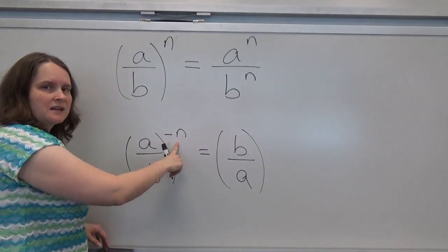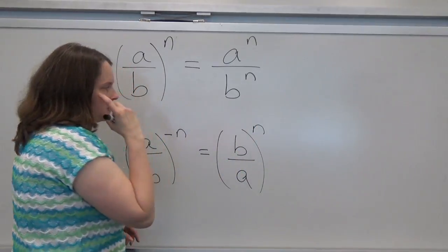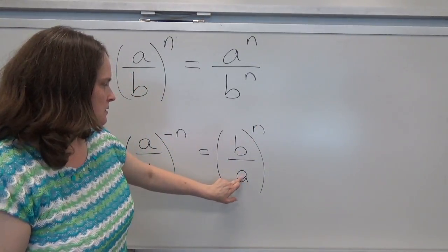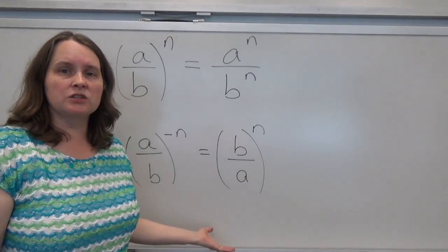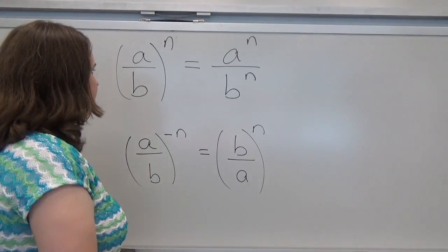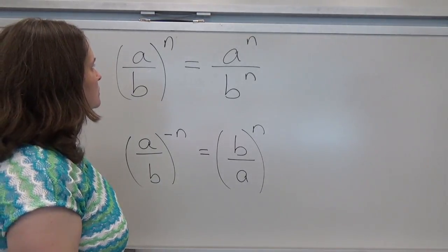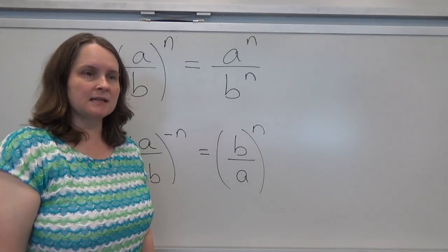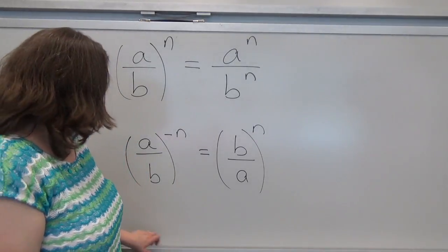And then the sign of this exponent changes. So b over a raised to the n power is the last rule that I'm going to discuss. That's something that I might ask you to tell me why that works at some point. So that's where we are. Those are the rules for exponents. And now we can start looking at examples of how these work.